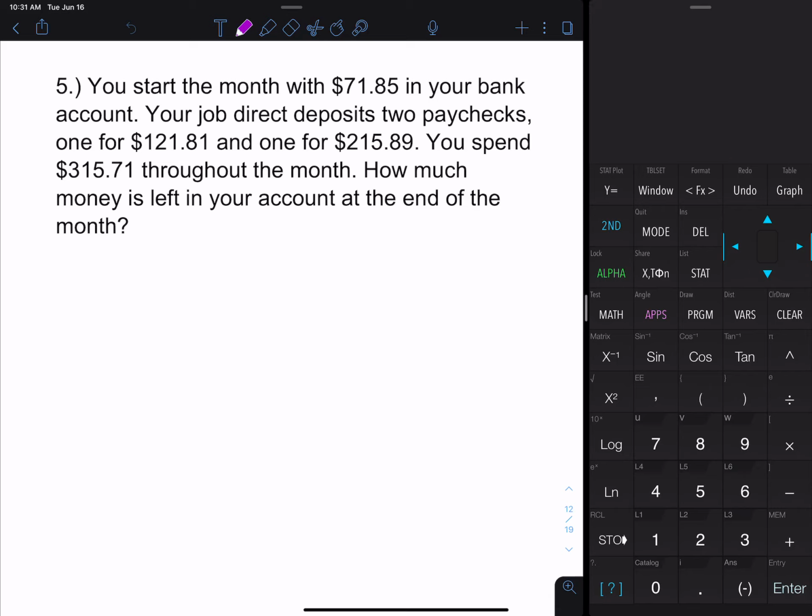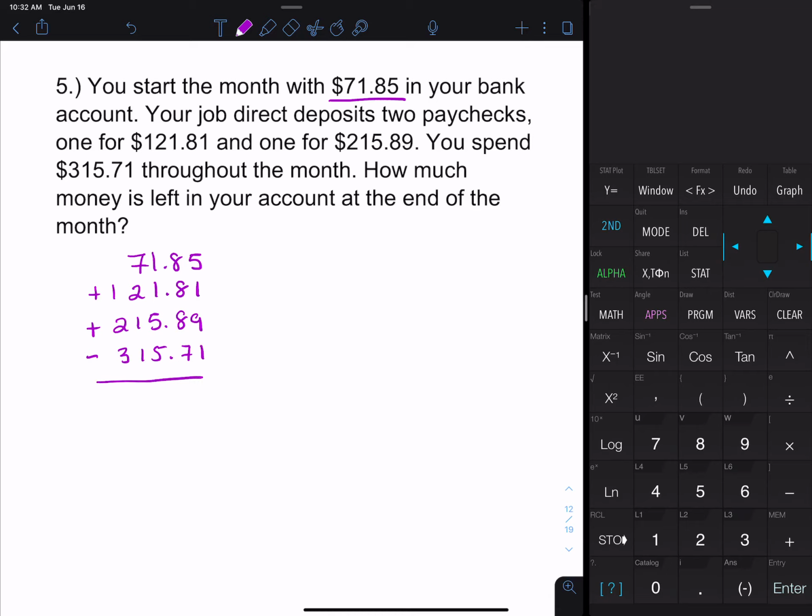So if I think about this, I can just go through the process of what's happening. I start with this $71.85. And then my job direct deposits 2 paychecks. So that means that they're depositing money, so my account balance is going to go up. So I'm going to add the money that they're direct depositing into my account. Then they're telling me that I spent the $315.71. So if I spent that much, the money's going down in my account. So I need to subtract it.